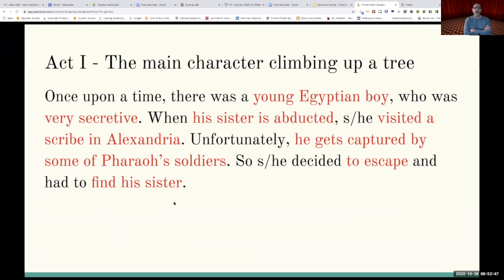Act 1 is your main character climbing up a tree, and that's where we started yesterday. Once upon a time, there was a young Egyptian boy who is very secretive. When his sister is abducted, he visits a scribe in Alexandria. Unfortunately, he gets captured by some of Pharaoh's soldiers. So he decides to escape and has to find his sister. So that's where we were at yesterday.